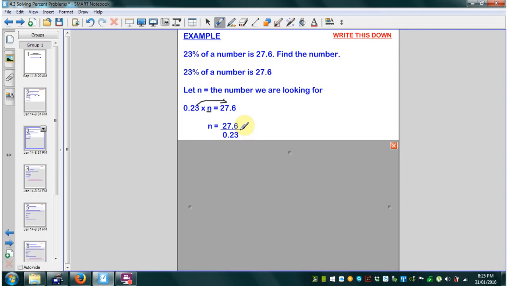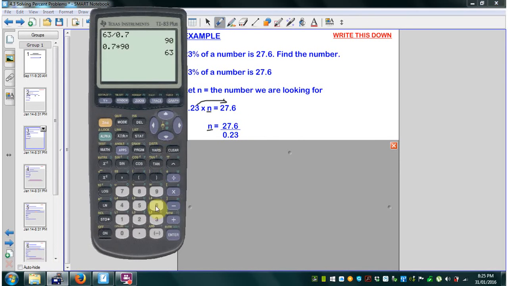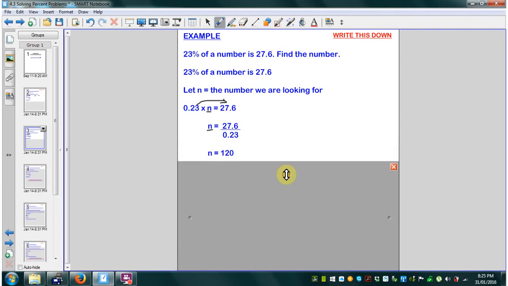Remember, this is a divided by symbol. That's only easy if we got n by itself, which is what we want. So if we can simplify this using a calculator, we'll have our answer. So we have 27.6 divided by 0.23 equals 120. n equals 120. Okay, if you have any questions, please let me know or ask another student around you if they can help you out. If not, we're ready to move on to an example where you're going to try it on your own.